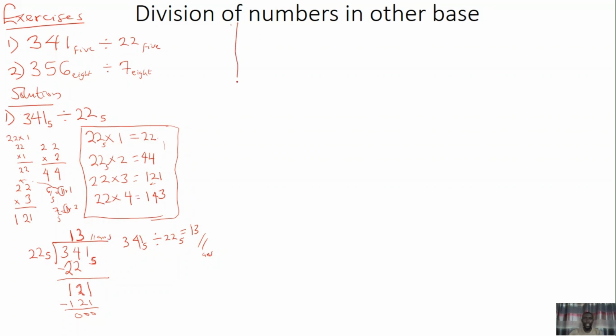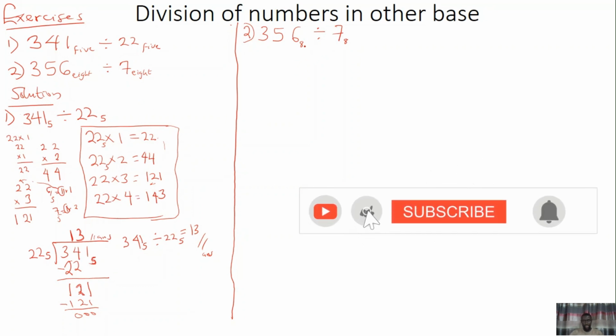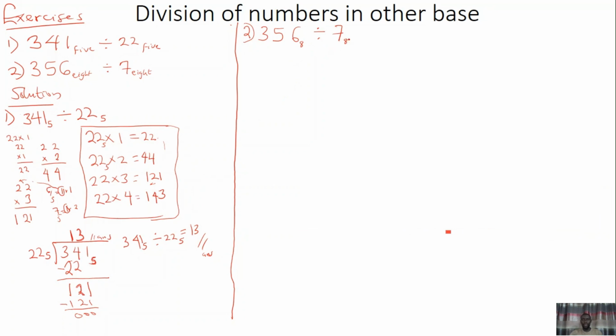Let us look at the next exercise. Number 2. 356 base 8 divided by 7 base 8. We are going to use the same method that we used in this to do this evaluation. And the first thing to do is to write down the multiplication table of 7 in base 8.